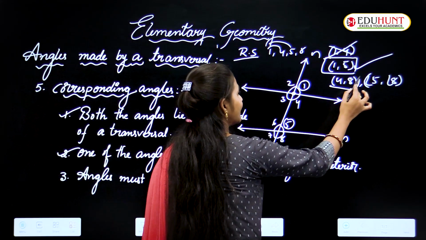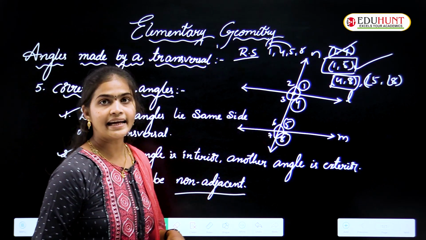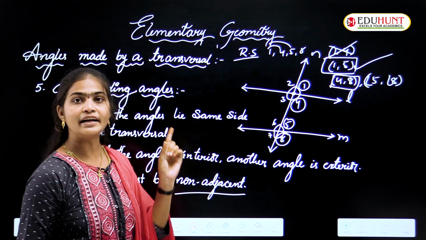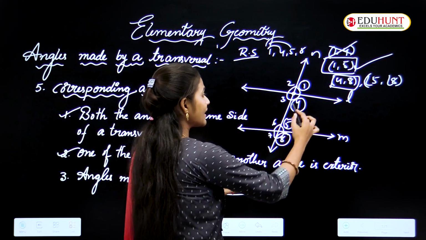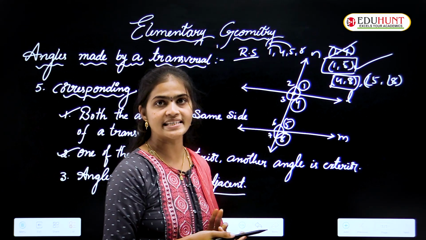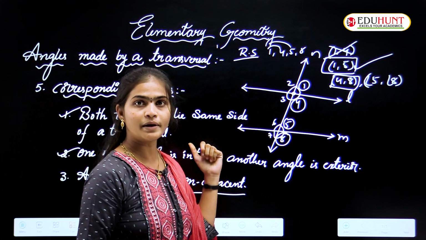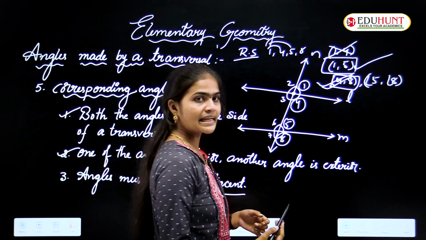4 and 8. In 4 and 8 also, one of the angles is interior, another one is exterior, satisfying. And those two lie on the same side of a transversal, satisfying. And those two angles are formed at 2 distinct points, which means those two are non-adjacent angles. So the third point is also satisfying. So this is another pair of corresponding angles.